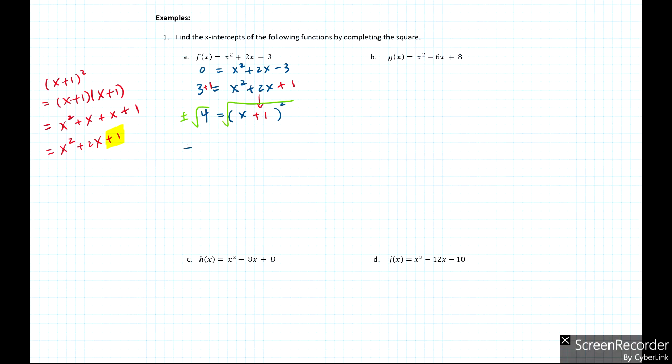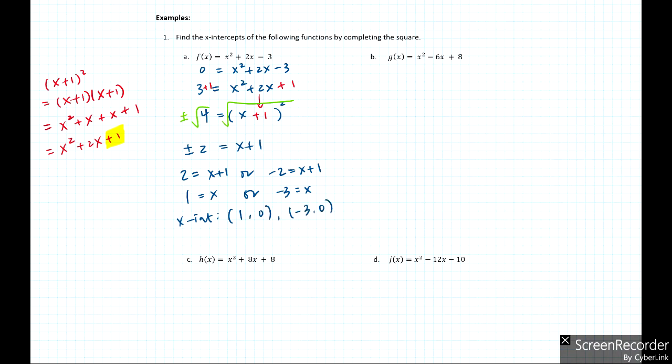And then we would get plus or minus 2 equal to x plus 1. That means 2 equals x plus 1, or negative 2 equals x plus 1. And as a result, we can find 1 is equal to x, or negative 3 is equal to x. Therefore, my x-intercepts are (1, 0) and (negative 3, 0) over here. And using this method, we can work with any form when the leading coefficient is equal to 1.